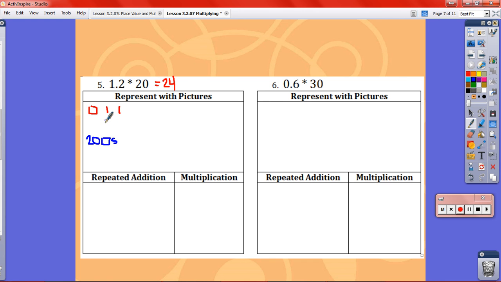10 tenths would make a hole. But I'm making 2 10s. So it's going to make 2 holes. Same for this one. One set of 10 would give me a hole, but I have 2 sets of 10. So I get 2 holes. So I get 20 holes plus these 4 holes is 24.